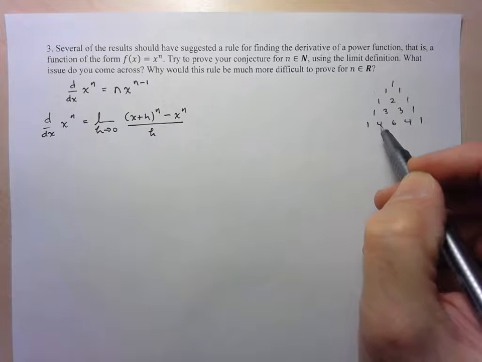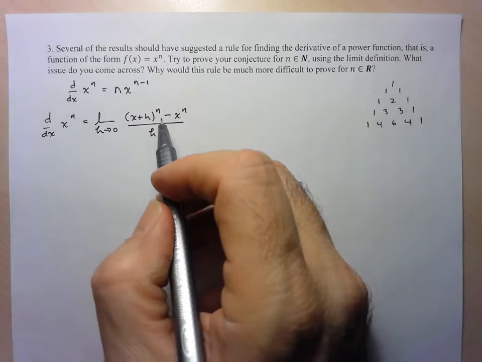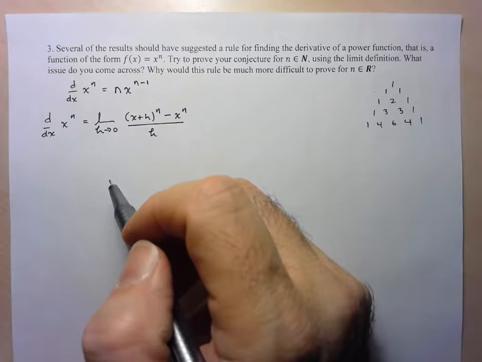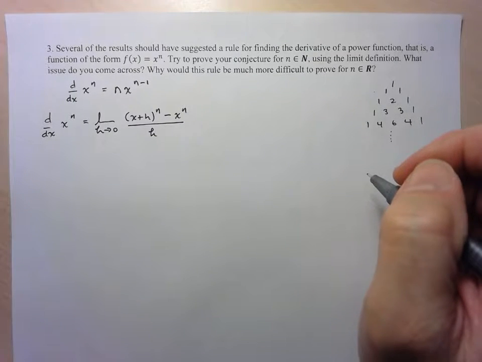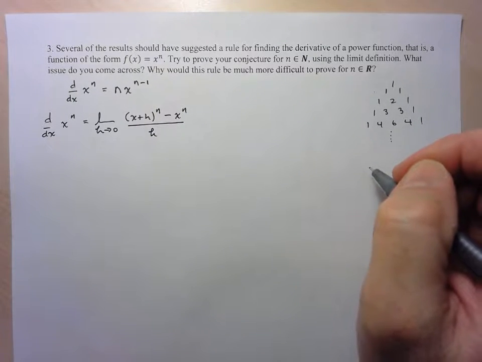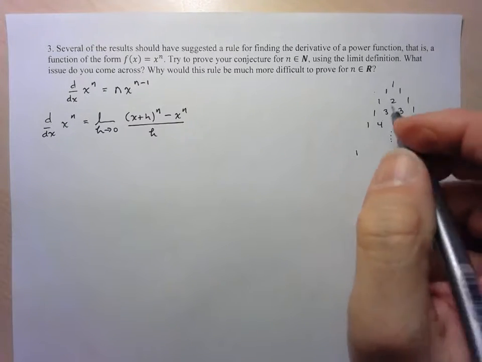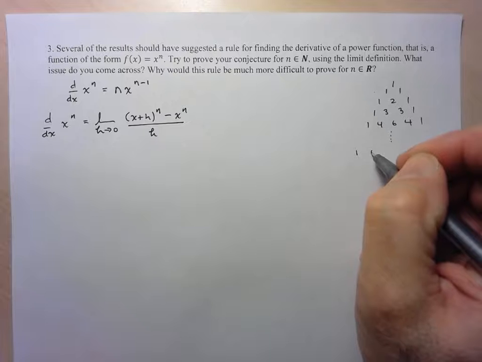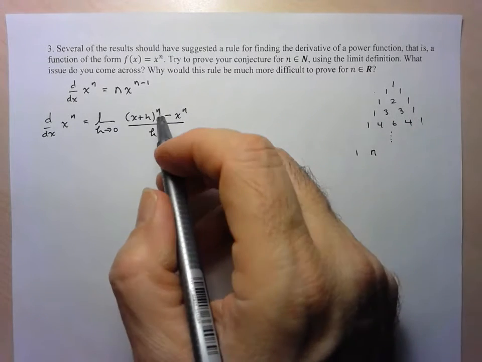Okay, and that second number corresponds to the power that we're taking of this binomial. Okay, so if I were to continue this down, up to the nth row, I'd have, starting with 1, and I know that the second number in that row is just going to be equal to n, whatever the power is that I'm taking.